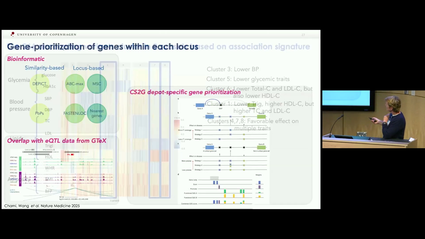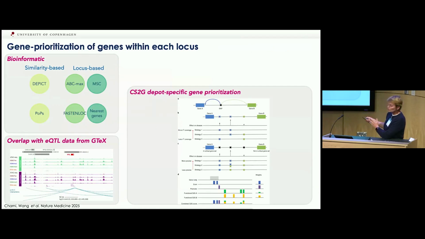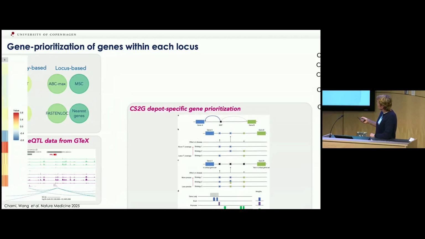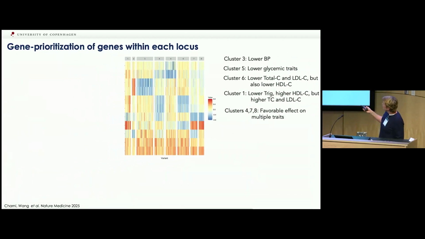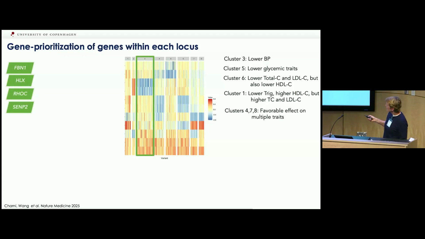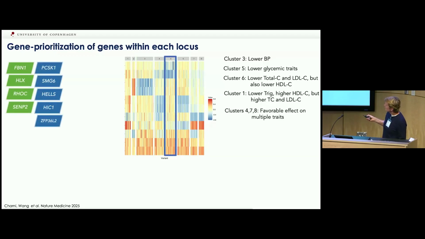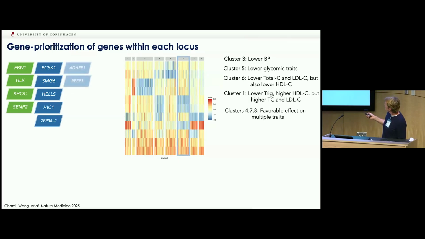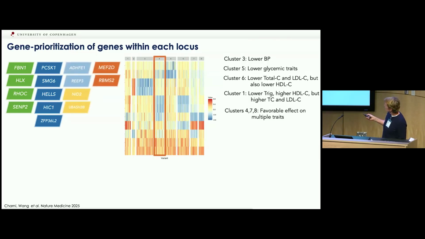Combining, we did a variant to function prioritization, bioinformatically overlaid with GTEx data, and then in collaboration with Melina, also using CS2G. Combining all that data and knowing the clusters in which these variants fall, and having that more refined phenotype for each of these variants, we were able to prioritize some of these genes better than we could without that information. So here I'm just going through it, highlighting some of these genes.